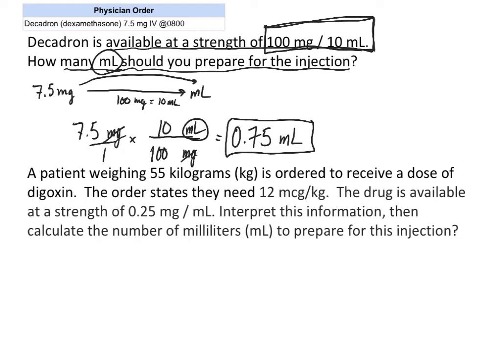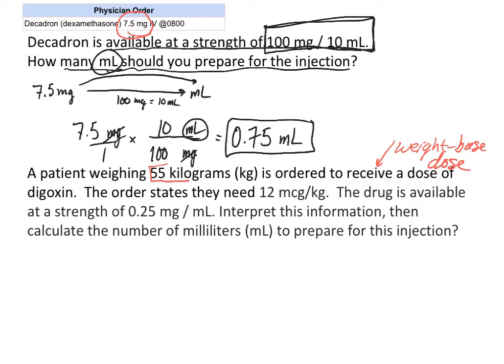Now, the next example is a little bit more complicated, and this is what we call a weight-based dose. And the reason it's a weight-based dose is because the amount of medication the patient needs depends on how much they weigh. Up top here, we were just told the patient needs 7.5 milligrams. Great. Now here, the amount of milligrams or micrograms or whatever that they need to be given in mass depends on how much they weigh. So a newborn baby is going to get much less of the amount of micrograms or milligrams than I would. I am much larger. It's based on the weight.